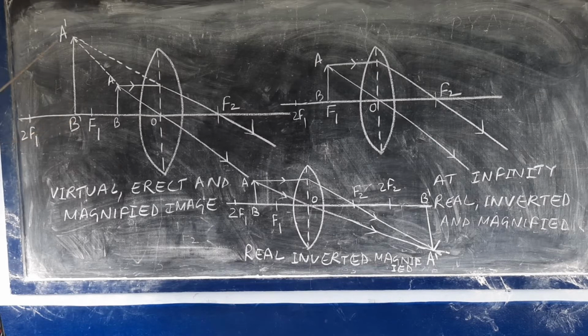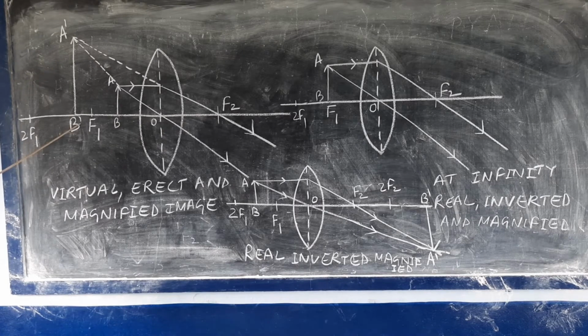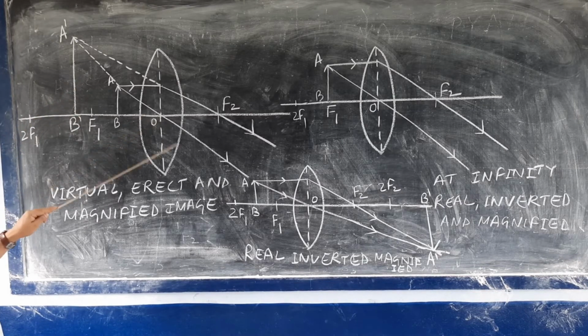So the characteristics of the image are that it is a magnified, larger image. Second, it is a virtual image. Why is the image virtual? Because the refracted rays are not actually intersecting. They are intersecting only when these refracted rays are produced backward. So therefore the image is virtual. And an erect image is forming. Erect image means upright image. So the nature of the image is virtual, erect, and magnified.